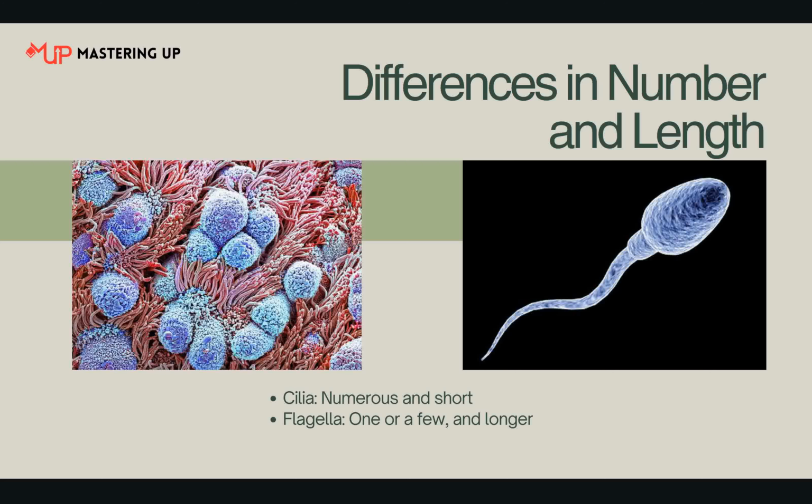Another key difference lies in their size and number. Cilia are typically short and numerous, covering the cell surface like a dense brush, while flagella are much longer and usually limited to one or a few per cell. These differences reflect their distinct roles in movement and fluid handling.